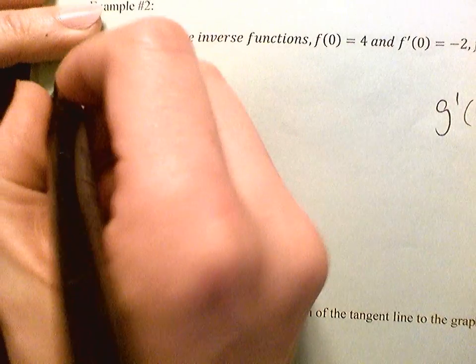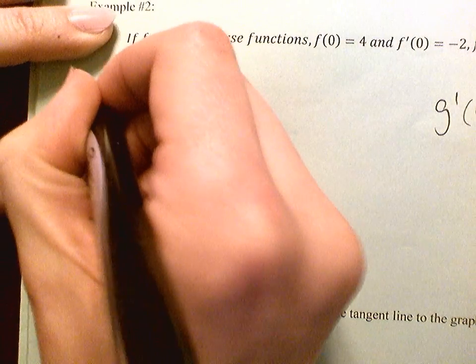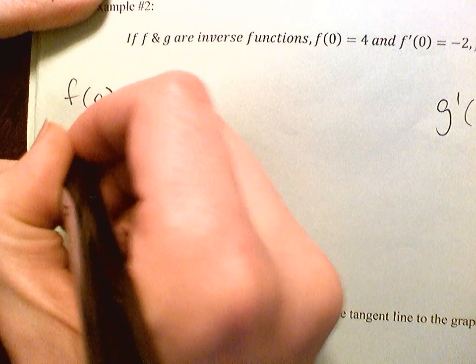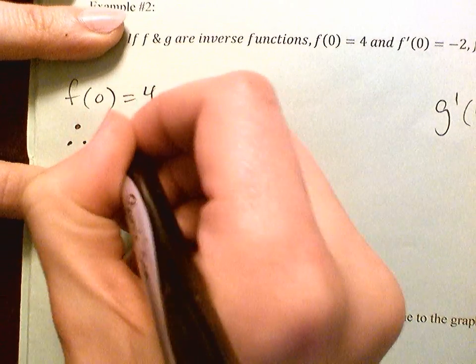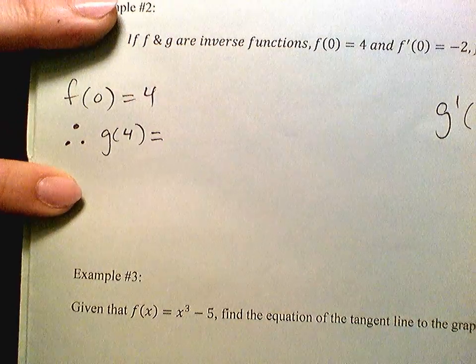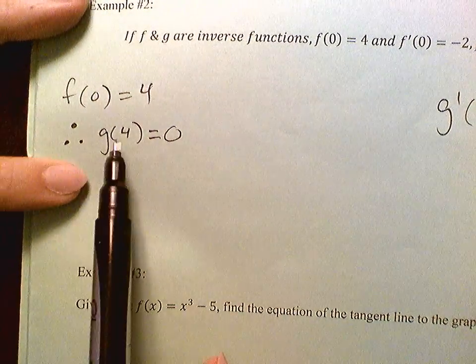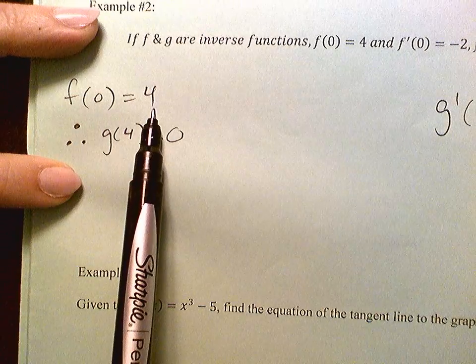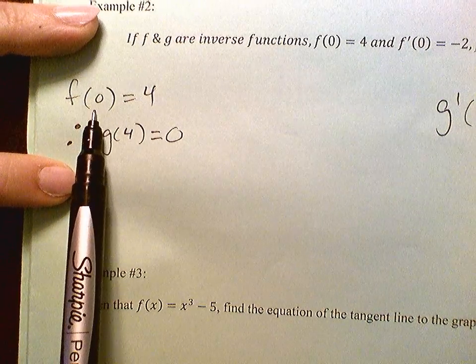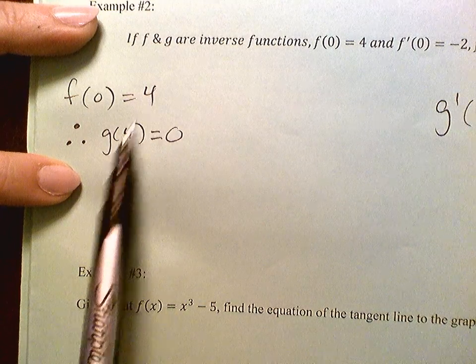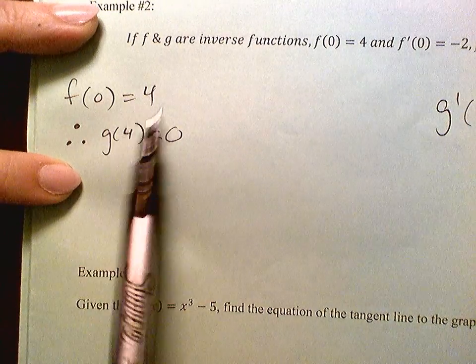Since these are inverses, guys, f of 0 equals 4, right? They're telling us that. Therefore, g of 4 equals 0. This is a property of inverse functions. The domain and range switch. Whatever is the input of one is the output of the other.